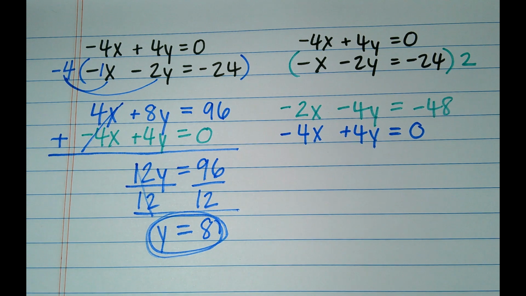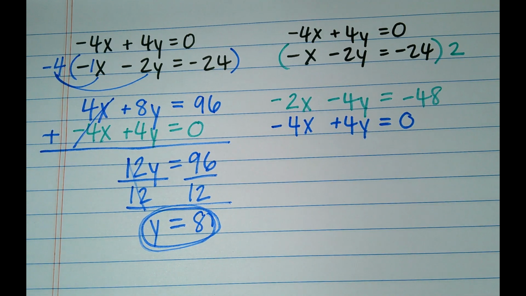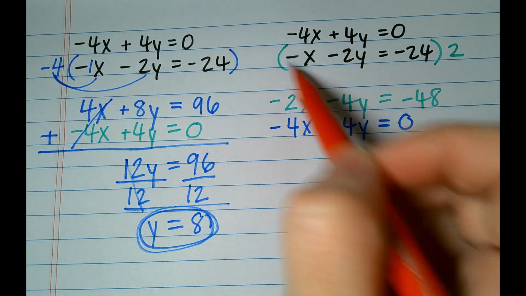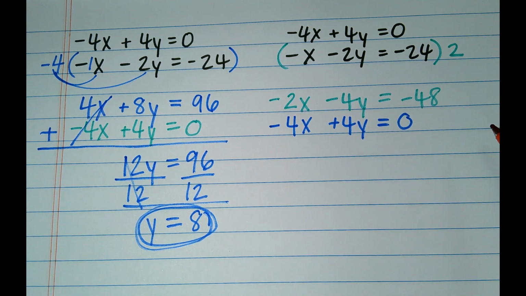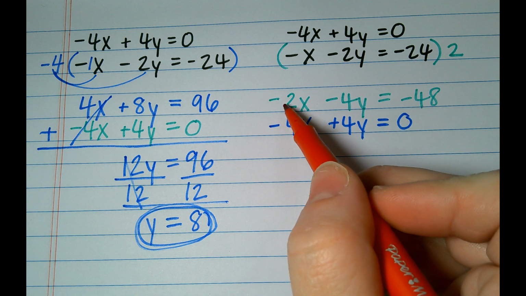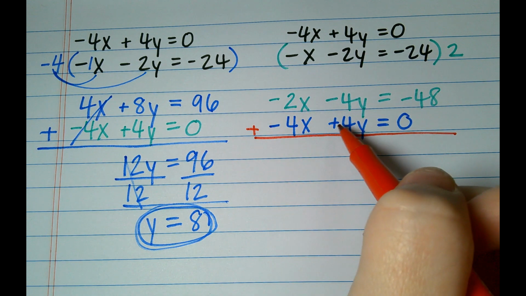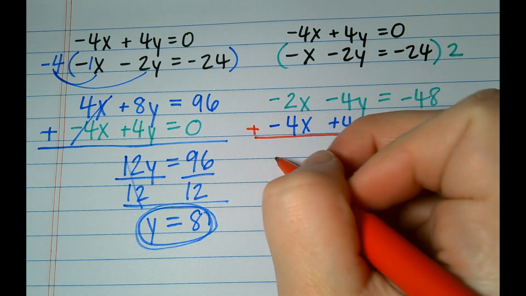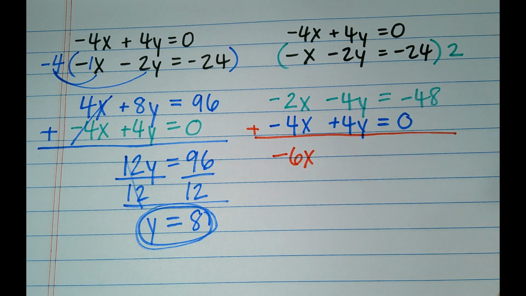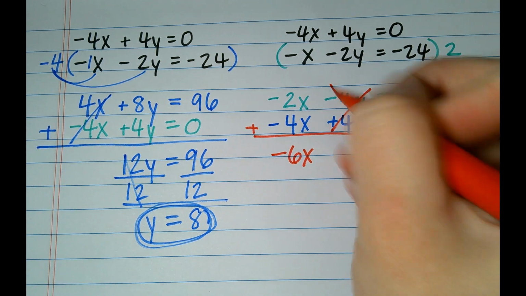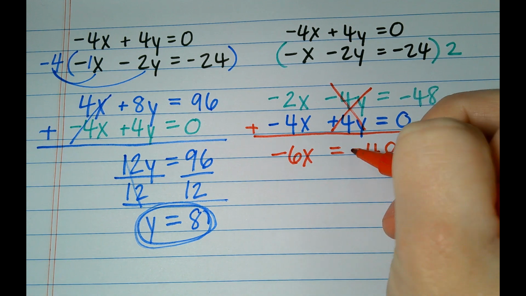Now, what's kind of cool about knowing that you can cancel it in two different ways is watch what happens when I solve my next set of equations here. Now I multiplied everything by 2, and which variable is going to cancel this time? Negative 2x plus negative 4x, what does that give me? Does that cancel the x's? No. What's it turn into? Negative 6x. Good. Now, negative 4y plus 4y, what happens? They cancel. Bring down my equals. Negative 48 plus 0 is just negative 48.